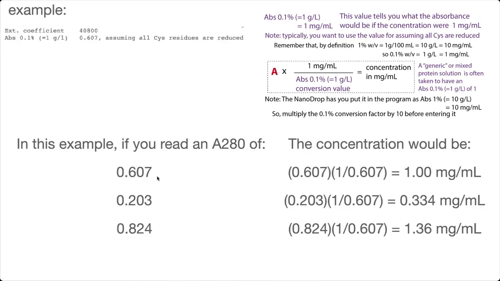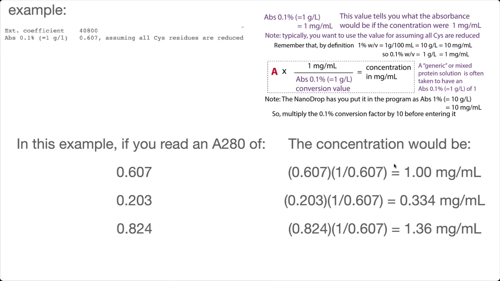This would mean that if we were to read an A280 of 0.607, we would have a concentration of 1 mg per mil. We take that 0.607, we divide it by 0.607, and we get 1. If we have less than that, say we had 0.203 as our absorbance, well, then we do 0.203 divided by 0.607, which would be 0.334 mg per mil. If we had higher, we had 0.824, say, well, now we'd have 1.36 mg per mil.